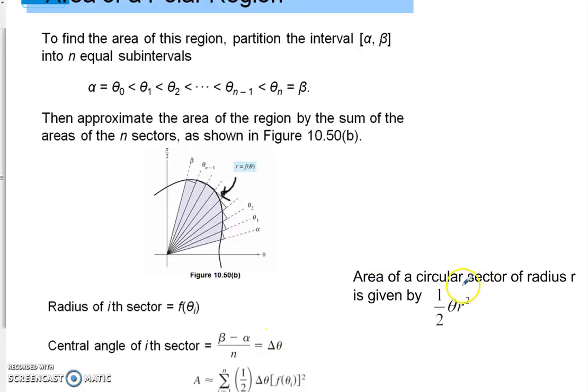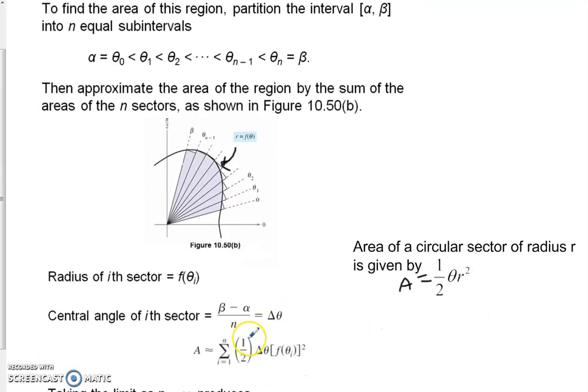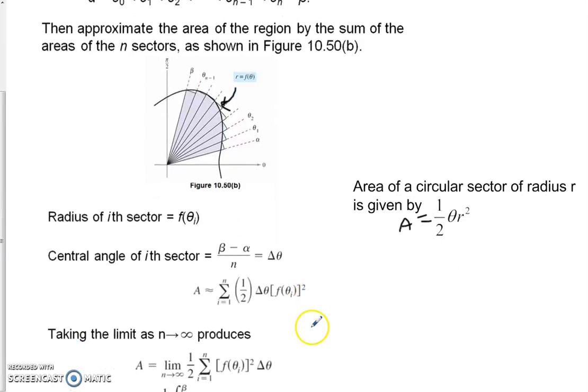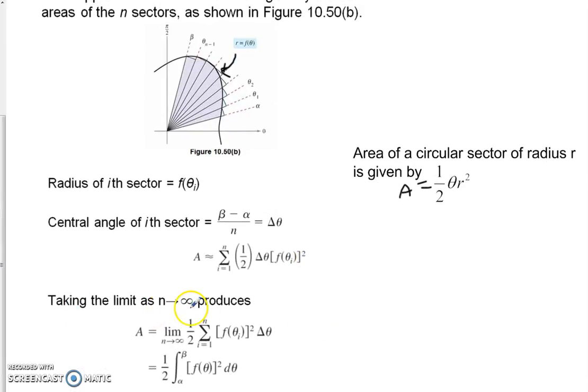The area, just a reminder, of a circular sector is A equals 1/2 theta r squared. And so when I put that into place here, I'm going to see it's the 1/2 we've got here. My theta we're going to actually call delta theta, because that's for any given one of these. It's simply delta theta times r squared, but r, remember, was f of theta, so we square that piece. Pretty straightforward. We take the limit as n goes to infinity.